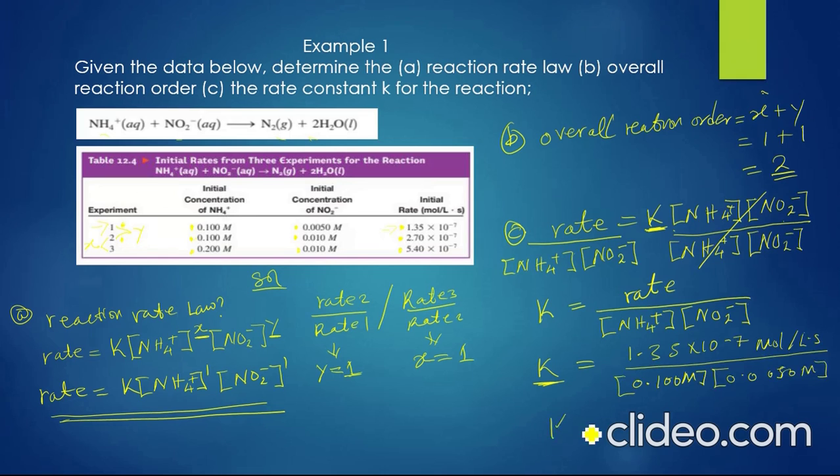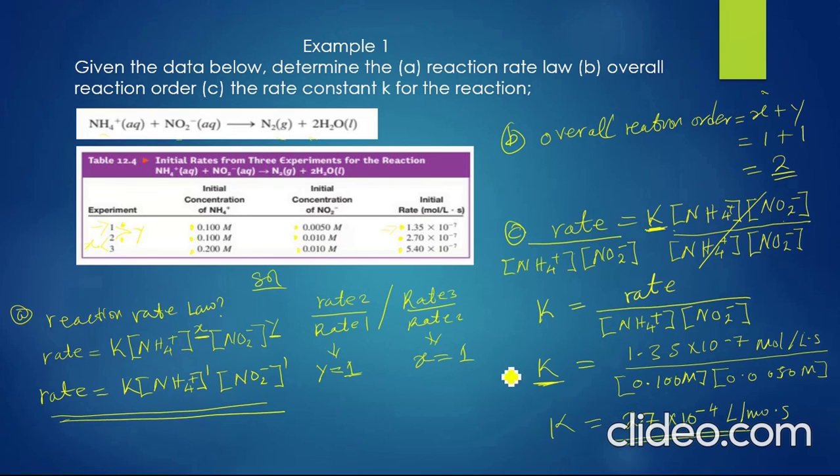And then when you work out all this, what will be your rate constant? It's going to give you 2.7 times 10 to the power -4, and then what will be your units? The units will be liter per mole per second. So that's how you determine the rate constant.